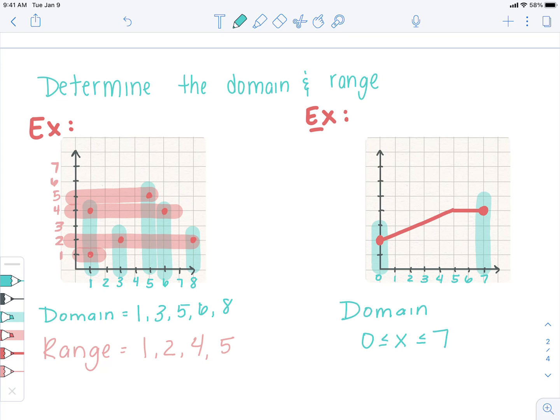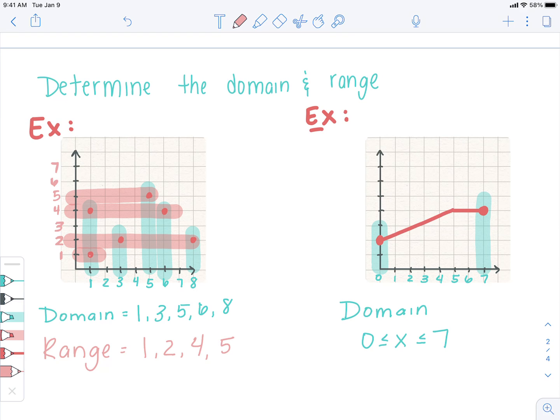Instead of me having to write 0, 1, 2, 3, 4, 5, 6, 7, 1.5, 1 3/4, there's so many numbers in between there, I'd be there forever listing them all. So instead of having to list them all, I can just say, okay, use all the numbers between 0 and 7.